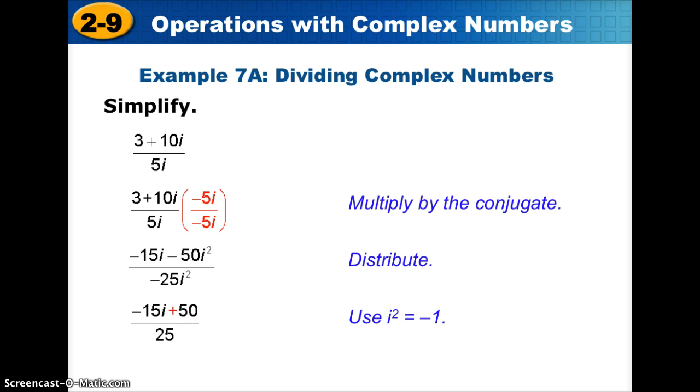Our result is still a complex number, but you can see that we have no more i's in the denominator, meaning we have no radicals in the denominator. So we're in simplest form here. Although it looks like all of these numbers are divisible by 5, so I think we could simplify it a little bit further.